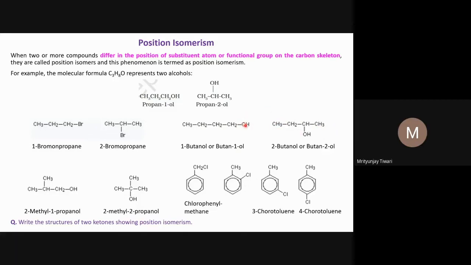Now the position of the OH group, the functional group, we see is different. Here it is on the first carbon atom. The numbering will start from here and go in this direction. In this case, numbering will start from this direction.